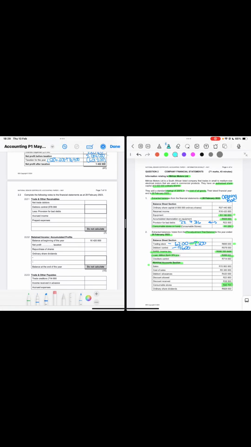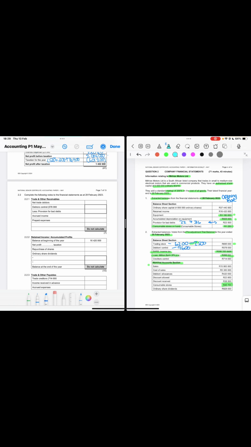Okay, so we're now looking at part two of our question, which is us doing the notes to the financial statements. The first one is trade and other receivables. Starting off, we need to calculate our net trade debtors. So that's debtors control less your provision for bad debts.